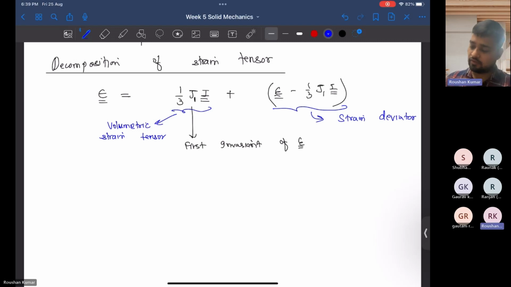So this is the decomposition of the strain tensor into two parts, the volumetric strain tensor and the strain deviator. We will use this formula to solve a problem, which I will discuss later in this session. The next part discussed is the strain compatibility condition.